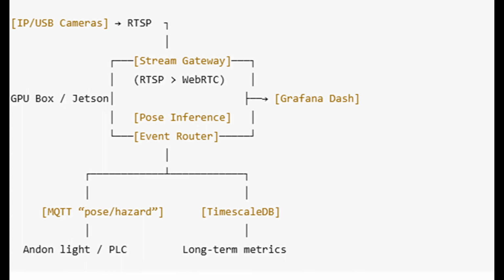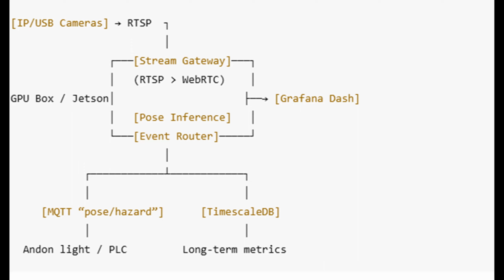Then, results are routed through an event router. This router can either publish messages to an MQTT topic labeled pose/hazard, or store time series metrics in TimescaleDB. A Grafana dashboard visualizes everything. This pipeline supports deployment on manufacturing floors, hospitals, or rehabilitation centers, allowing live monitoring of workers or patients. It also enables integration with alarms, lights, or PLCs to trigger immediate responses in case of detected hazards. The design is modular, scalable, and field deployable.